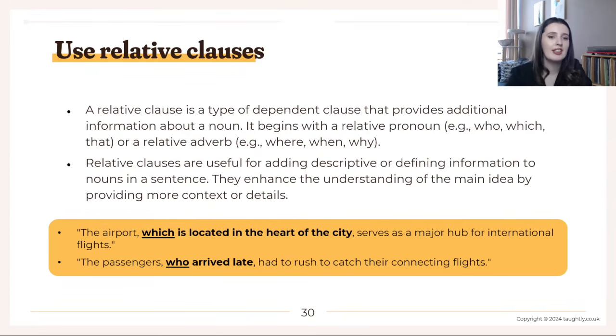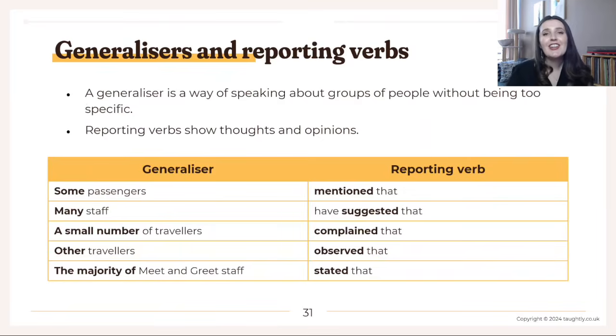Here are two examples. The airport, which is located in the heart of the city, serves as a major hub for international flights. The passengers who arrived late had to rush to catch their connecting flights. So here we have got our relative pronouns and relative adverbs, and notice that the relative clause is separated by a comma here, and a comma here. So if you do this and you do it right, you're also going to be gaining some marks for having varied sentencing, which is why it sounds nice and formal, but it will also help to boost up your style and accuracy mark too.